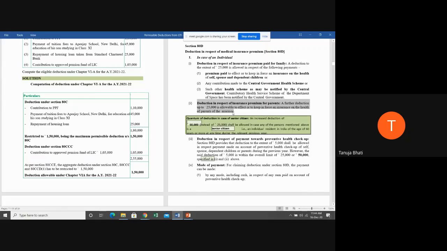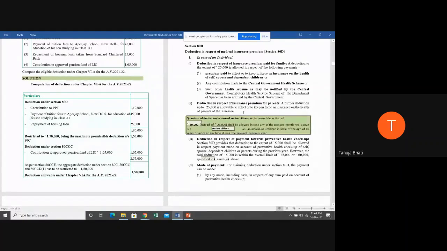The next part that we need to understand under this section is, suppose he is taking an insurance in the name of his parents. In the first part we saw it is only family, and parents are not included. Only himself, wife and children are included. But in case he is paying an insurance premium for parents, then a further 25,000 is allowed as a deduction.